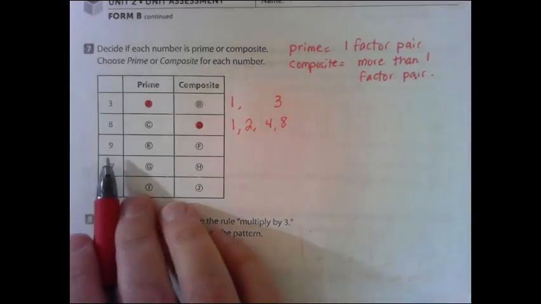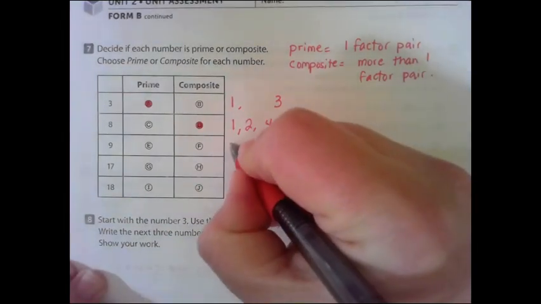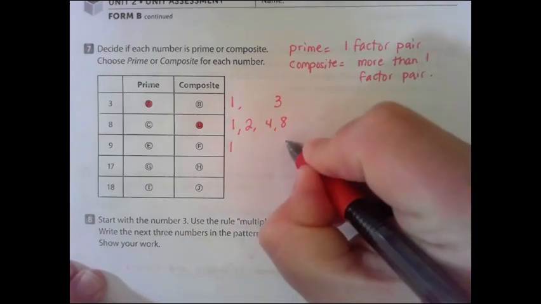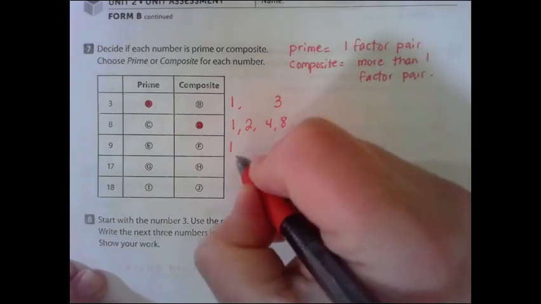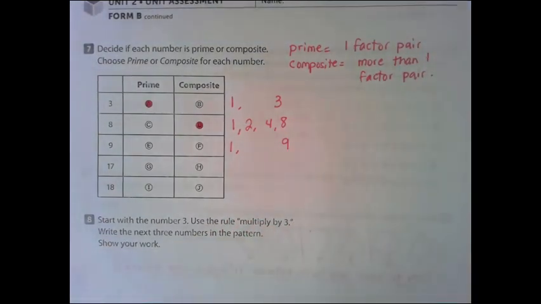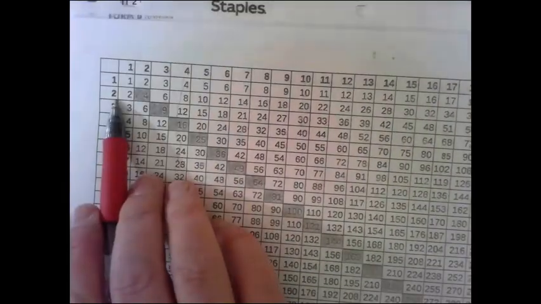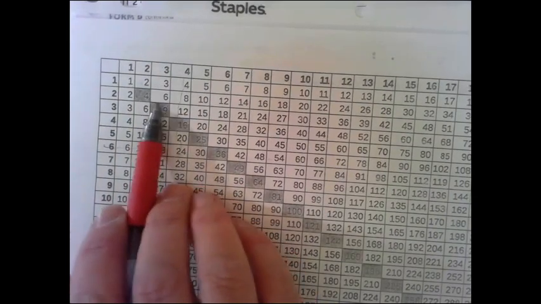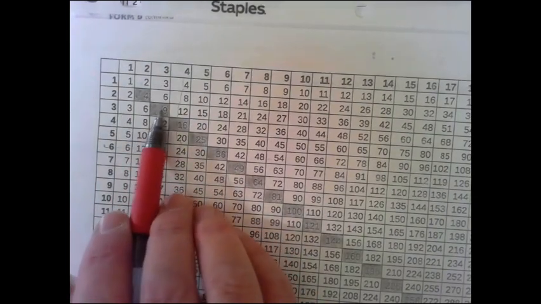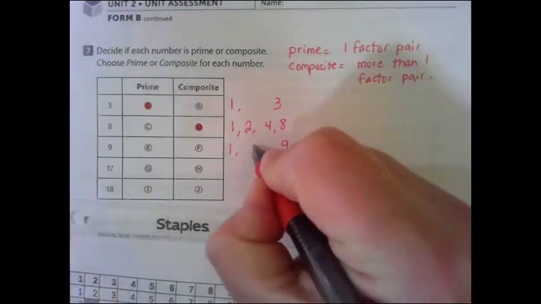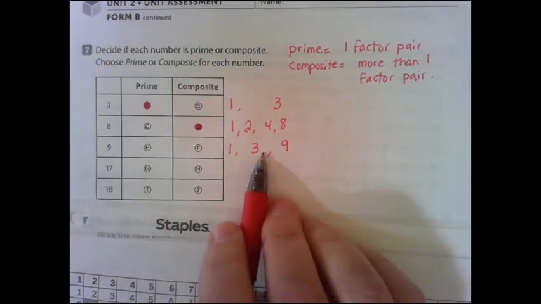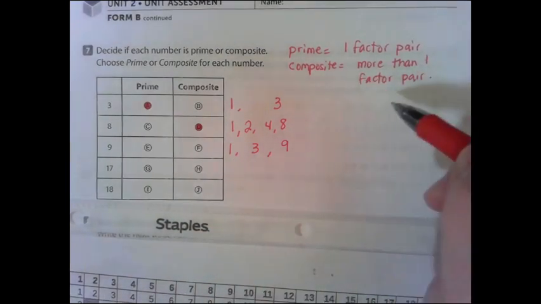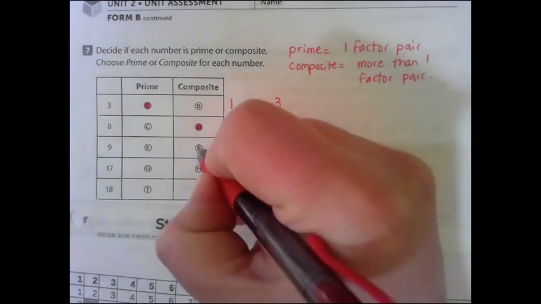All right. Number 9. Well, the automatic is 1 and 9. So again, 1 and itself is the automatic factor pair. And if I keep going, 2, I don't see 9 here. 3, 3 times 3 is 9. So 3 is another factor. And that's our turnaround fact. So again, because it has more than one factor pair, it is composite.